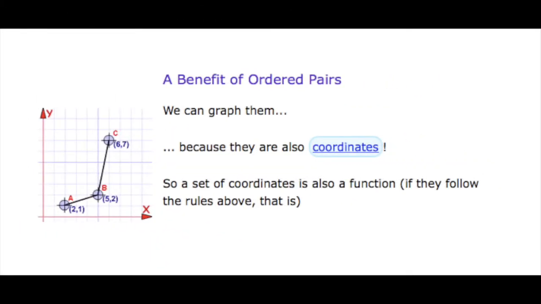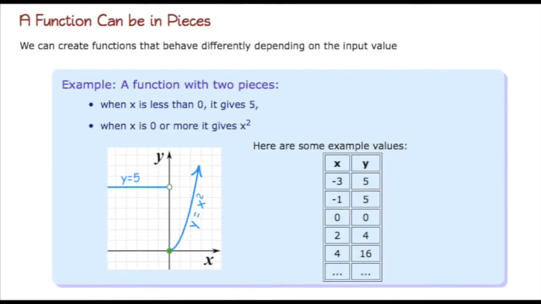We can graph them because they are also coordinates. So a set of coordinates is also a function if they follow the rules above. That is what we call a benefit of ordered pairs. A function can be in pieces, which means we can create functions that behave differently depending on the input value. We have here, for example, a function with two pieces. As you can see in the graph, when x is less than 0, it gives 5. When x is 0 or more, it gives x squared.